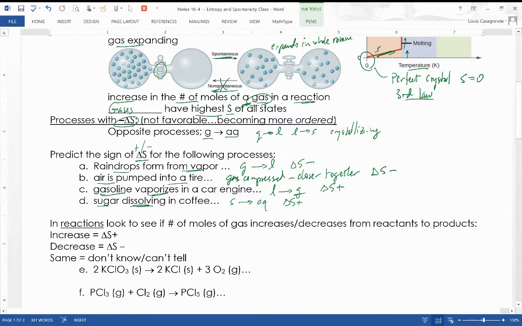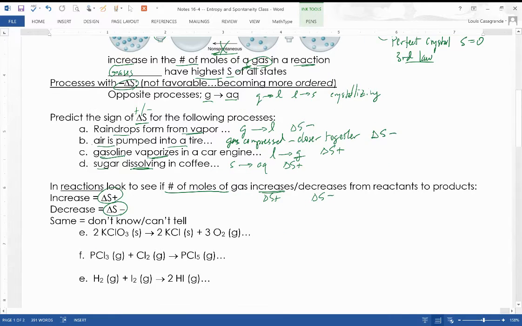In reactions, you have to look at the number of moles of gas on both sides of the reaction. If we have an increase in the number of moles of gas, then we have a positive delta S, as it says over here. If we have a decrease in the number of moles of gas, we have a negative delta S, as it says over here. And if we have the same number of moles of gas on both sides of the equation, so reactants and products, it's okay to say, I don't know, I can't tell.